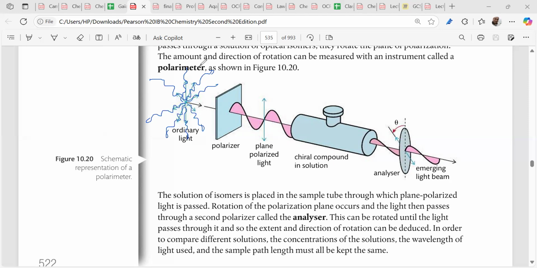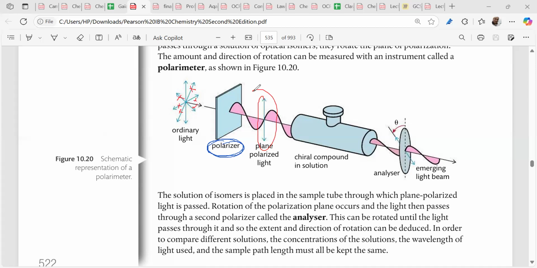But if you put a normal light in front of a polarizer, what happens? This will be eliminating all the propagation excepting one. This is called the plane polarized light.